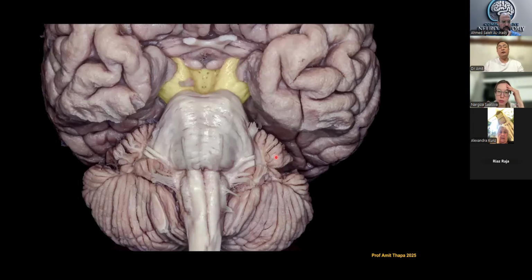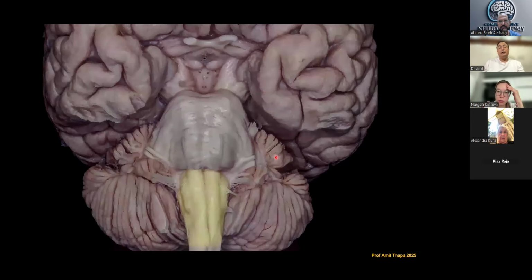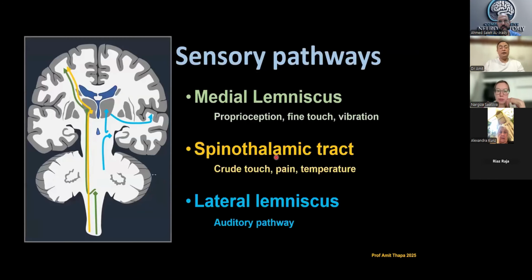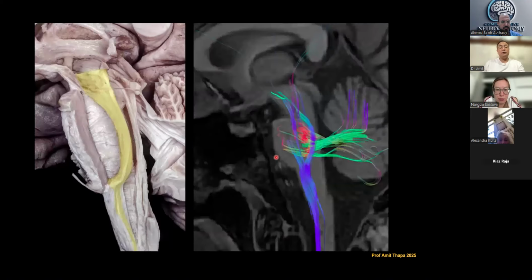So in the midbrain, the projections which you can see ventrally are those motor fibers which we just talked about: the crus cerebri, the pyramidal fibers in the pons, and then the pyramidal tract of the medulla oblongata. Now, the sensory pathways lie inside the tegmentum area. This has the medial lemniscus, which is basically nothing but the upward projection of the dorsal column, so it takes proprioception, fine touch, and vibration. The spinothalamic tract carries crude touch, pain, and temperature. And the lateral lemniscus is basically for the auditory pathway.